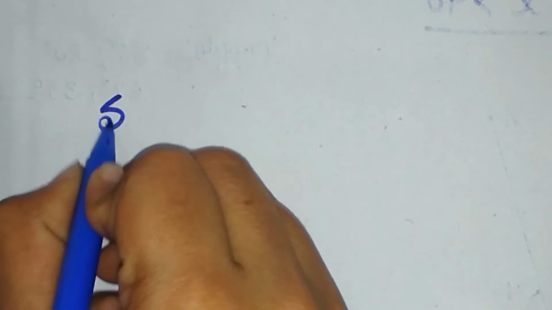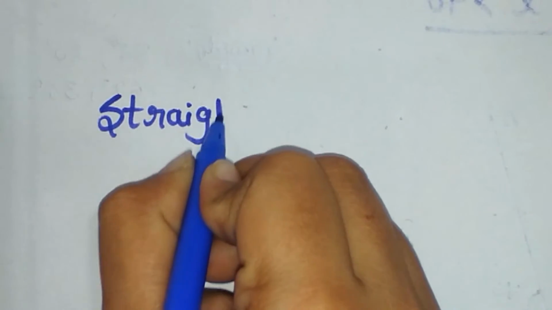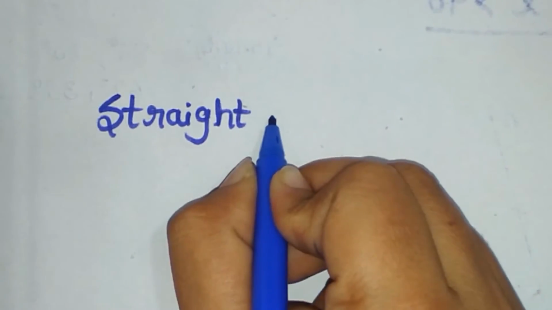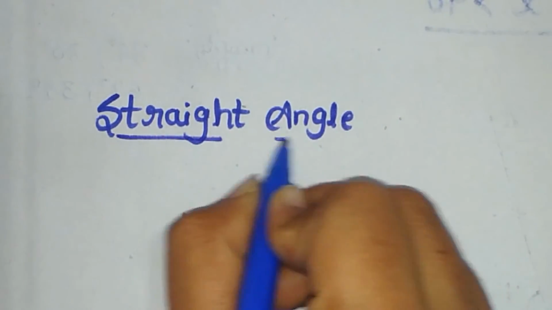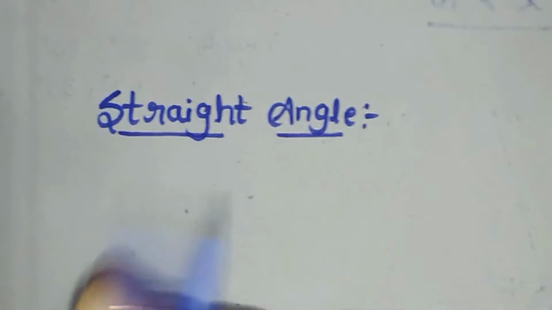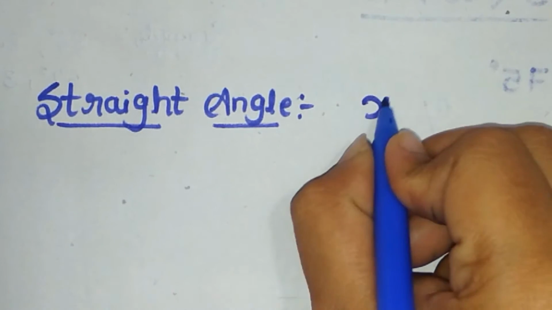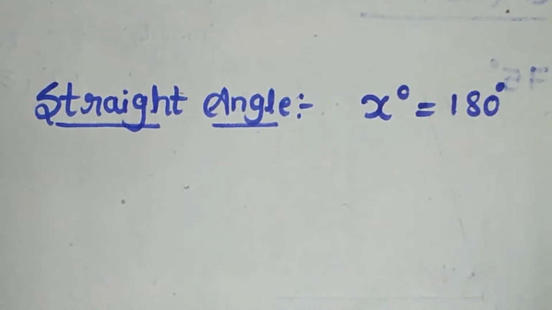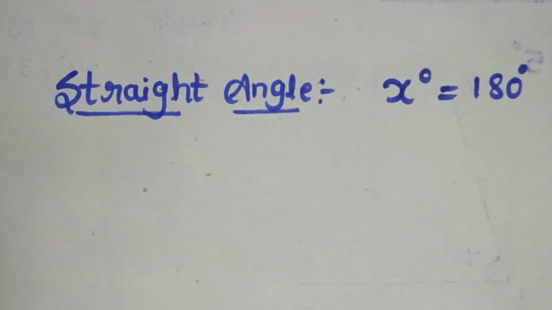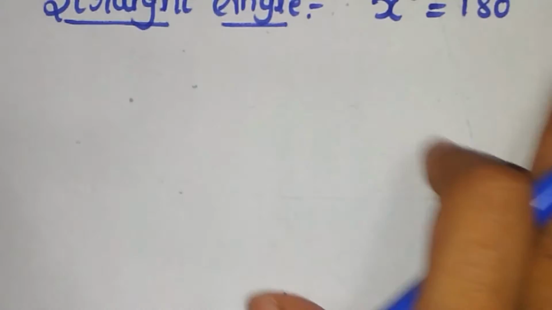Now next is the straight angle. Straight angle, as the name says, is straight. The straight line is also an example for a straight angle. Let us see how it is. It is exactly an angle which measures 180 degrees. Such an angle is called a straight angle, as we already know by the definition.